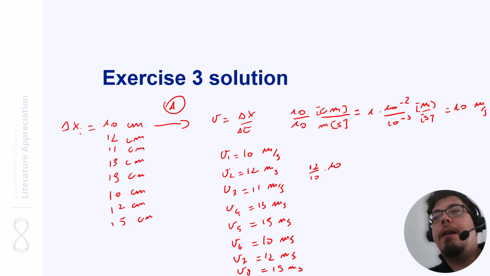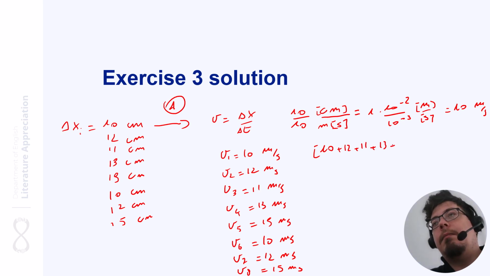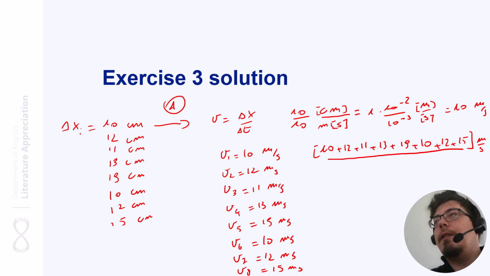Okay, now the average velocity will be the sum of 10 plus 12 plus 11 plus 13 plus 19 plus 10 plus 12 plus 15, in meter per second, divided by the number of time steps, 1, 2, 3, 4, 5, 6, 7, 8, divided by 8. And this is the average velocity. Whatever this number is, we can calculate it, and then we will find the average velocity of our particle.